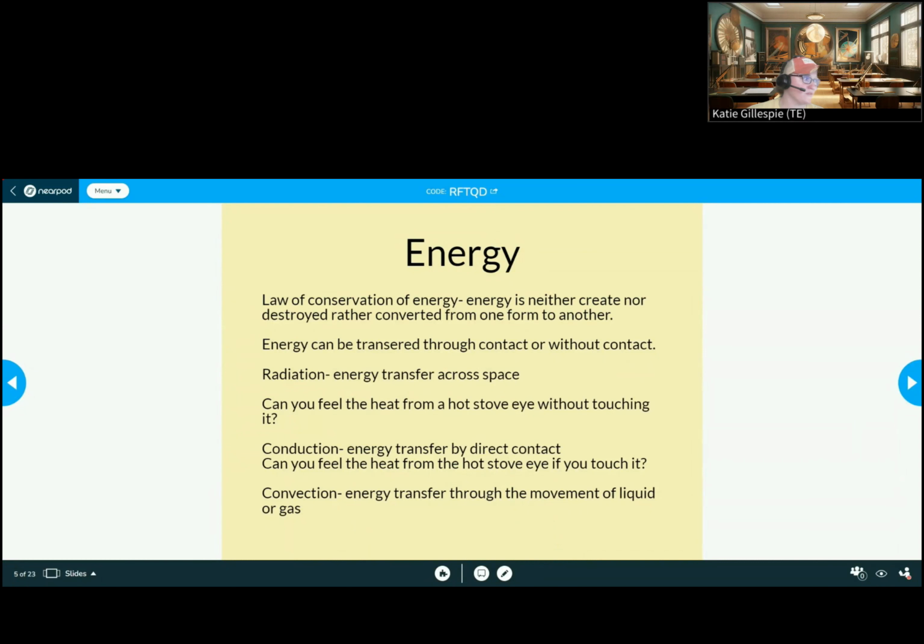Convection again is another one we've talked about so much, right? The transfer of heat energy through movement of liquid or gas. Again, your examples there would be convection in interior Earth, which is the movement of liquid, right? And then the convection of the atmosphere, which is the movement of that gas.